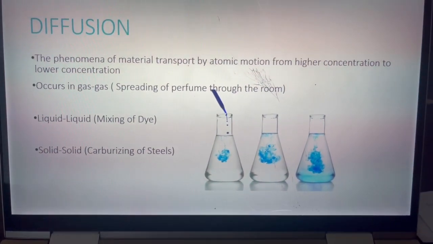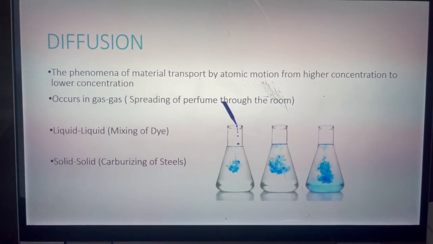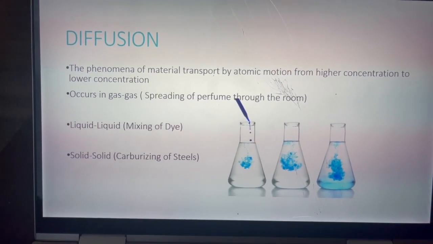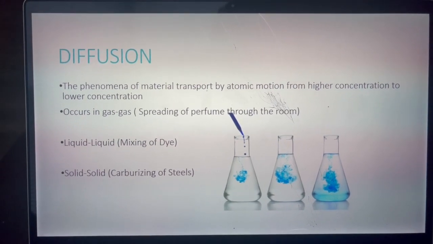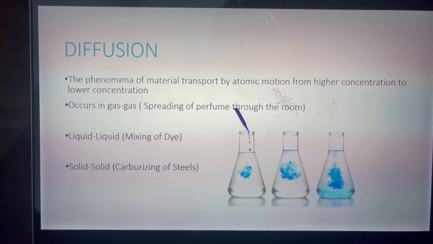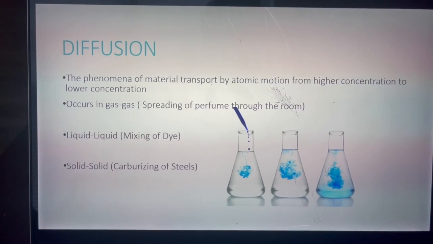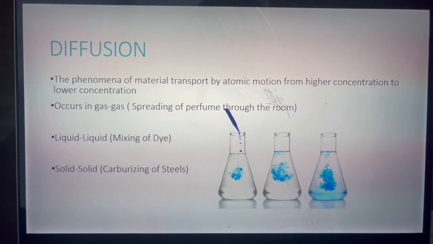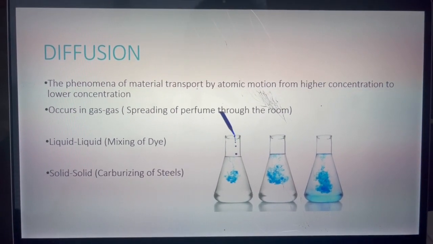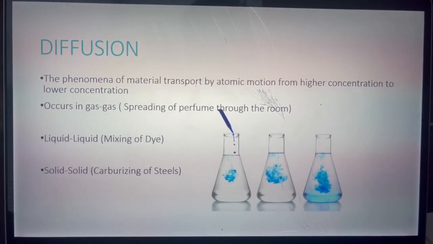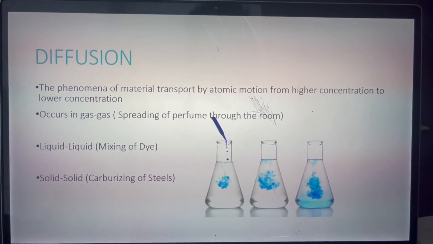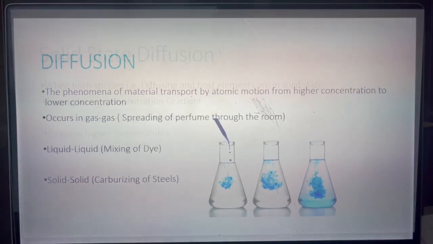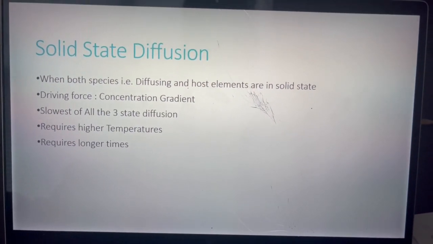Diffusion is the phenomenon of atomic motion driven from a higher atomic concentration to a lower atomic concentration, trying to achieve equilibrium. It occurs in gas and gas, like a perfume sprayed in a room, in liquid and liquid, like the mixing of a dye, and in solid to solid, like steel's carburizing. So we are talking about solid-state diffusion.